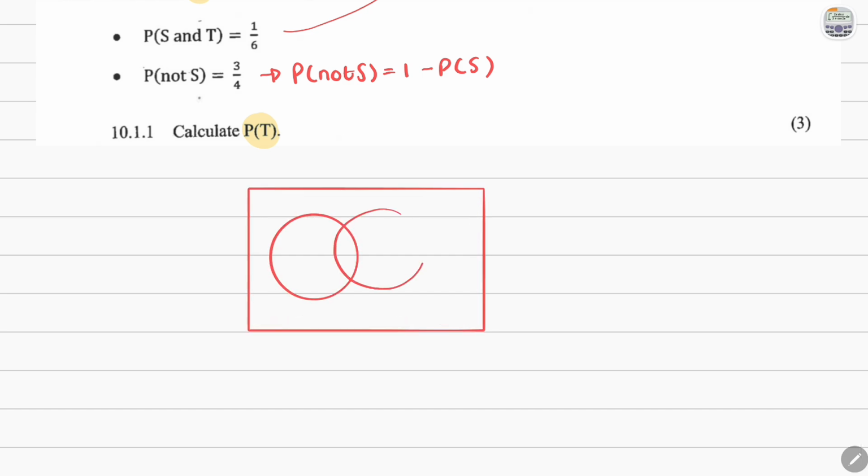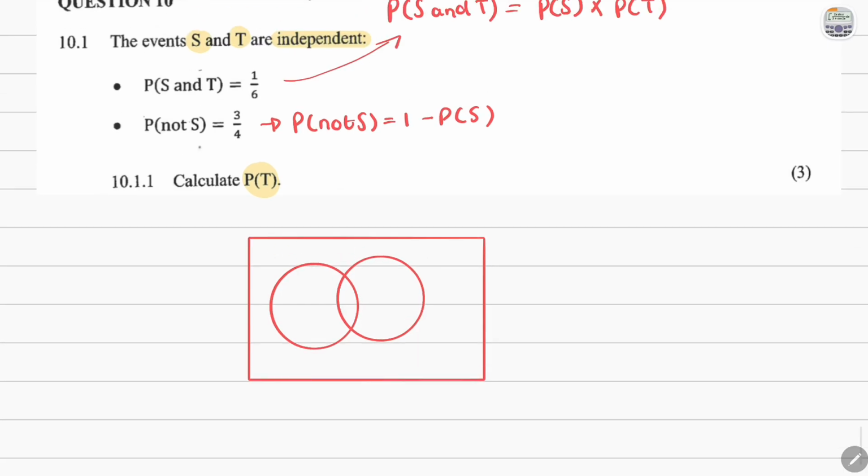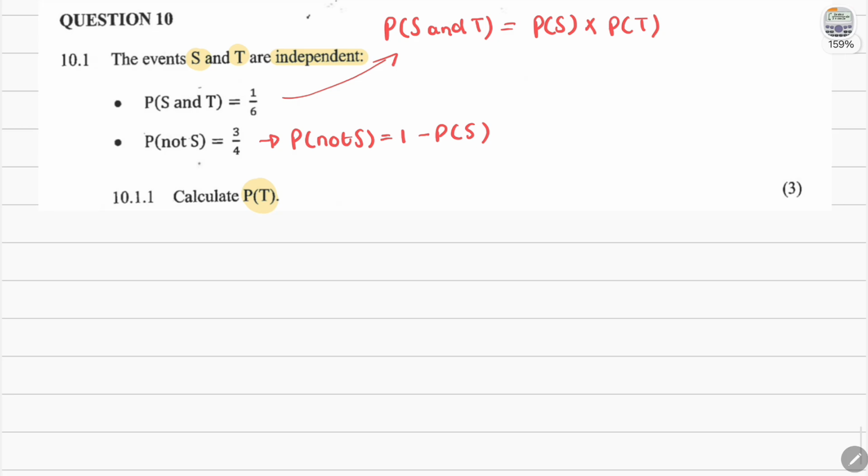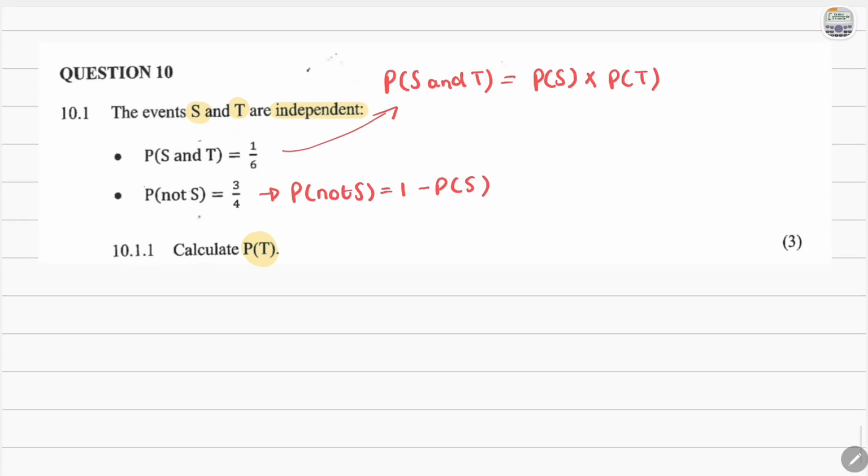So if you have these two circles and they have an intersection because we have the probability of S and T, then this is S, this is T. The probability of not S would be everything excluding S. That's why we say 1 minus, so the total minus S, and that's what we're referring to. So we can see that we can actually use this information to find the probability of T. Let's start off with this because it can help us find the probability of S, and then we can use it to find the probability of T in this equation.